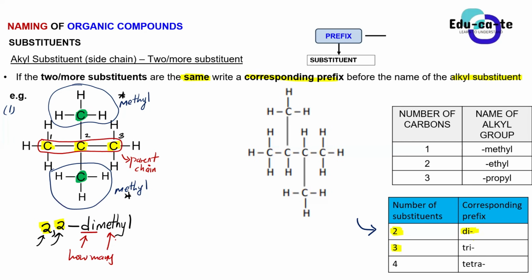If we're having 2 methyl groups in that compound, it doesn't mean that they must always be at the same position or on the same carbon. They can be bonded to different carbons, but as long as we have 2 or more substituents that are identical, the same. If you have a methyl and a methyl, you must first write some corresponding prefix that tells us how many of them we have.